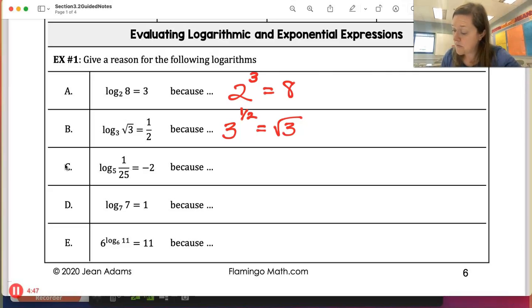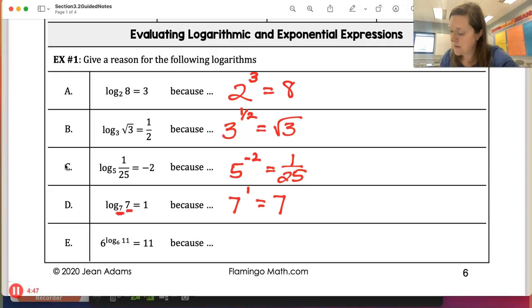For C, my base is 5. 5 to the negative 2 power is equal to 1/25. D, my base is 7. 7 to the 1 power is 7. Right, so you can kind of see how the base, if you have a base here and a number attached, then it's going to be 1.